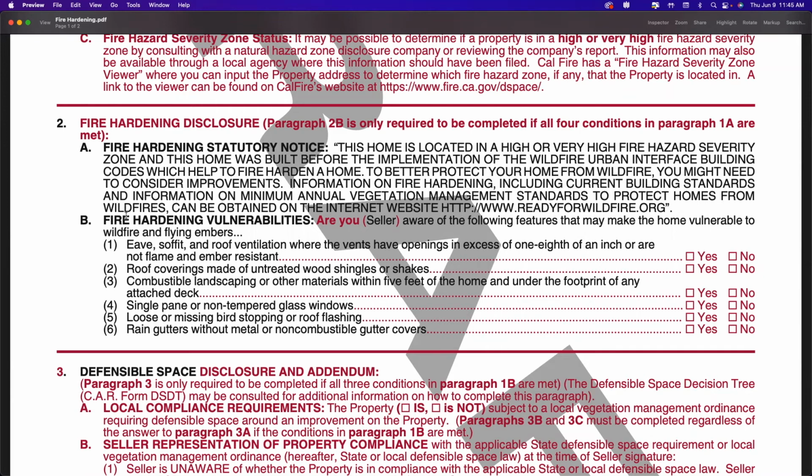Do I know that? The answer is either yes or no. Are you aware of that? No, I'm not aware of it. Then you check no. Roof coverings made of untreated wood shingles or shakes. Do I know it? If I know that, then yes. If I don't, then no.